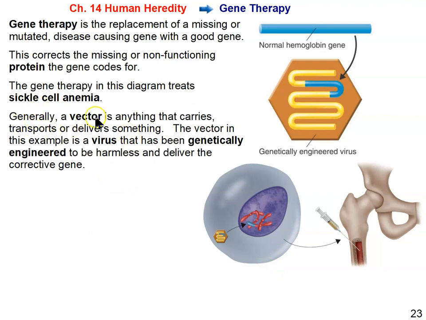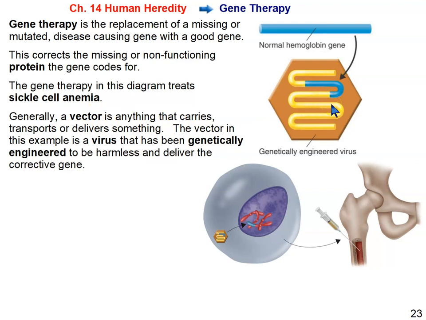Just generally, we need to define the term vector, and I believe we've discussed vector before in class, but a vector is anything that carries or transports or delivers something. So, for example, the vector of malaria is the Anopheles mosquito. The vector of sleeping sickness is the tsetse fly, and that's when we were discussing it before in class. So in this case, we're using a virus as a vector to carry the good gene into the cells, right?